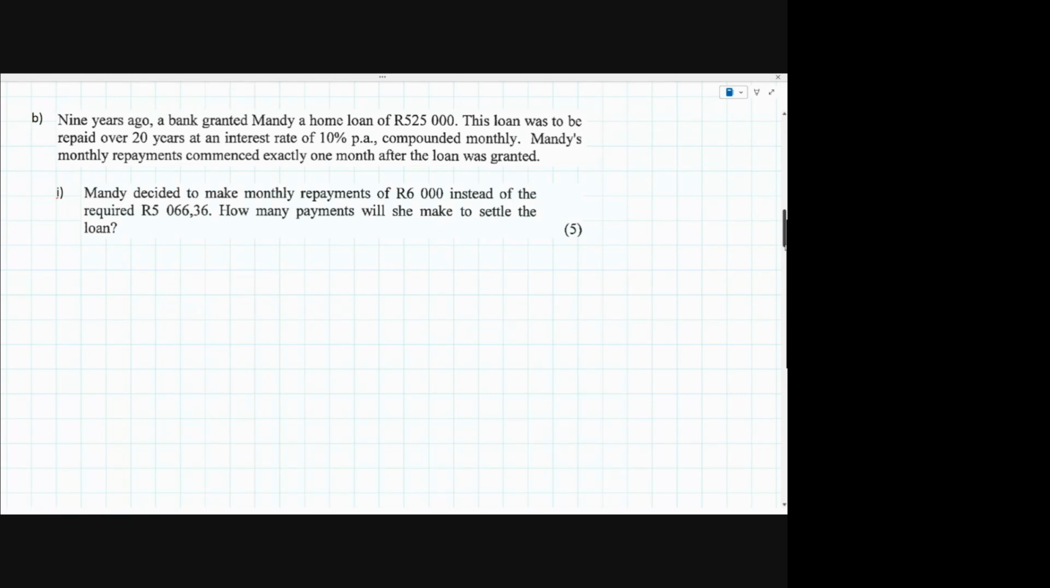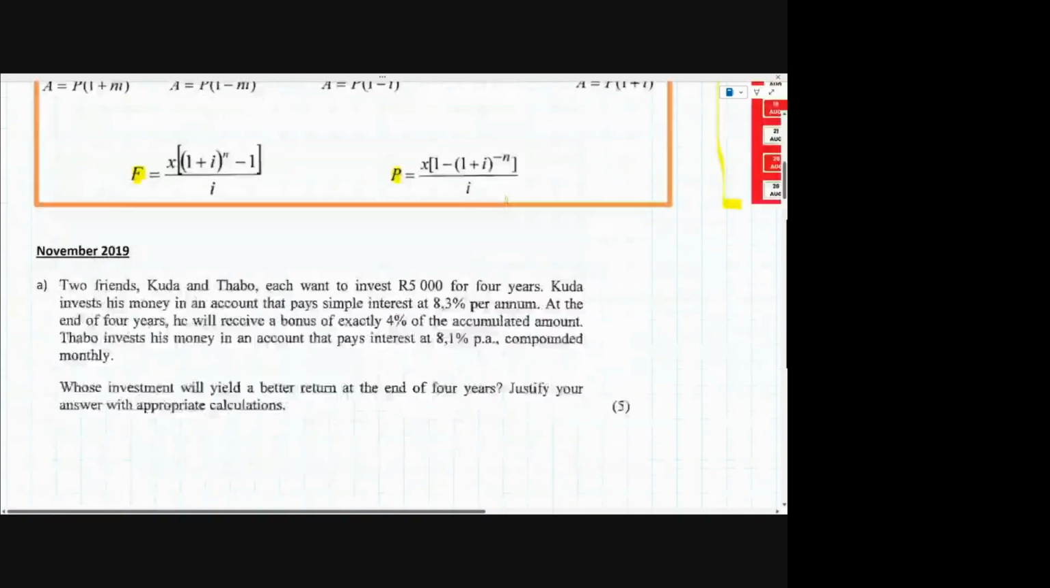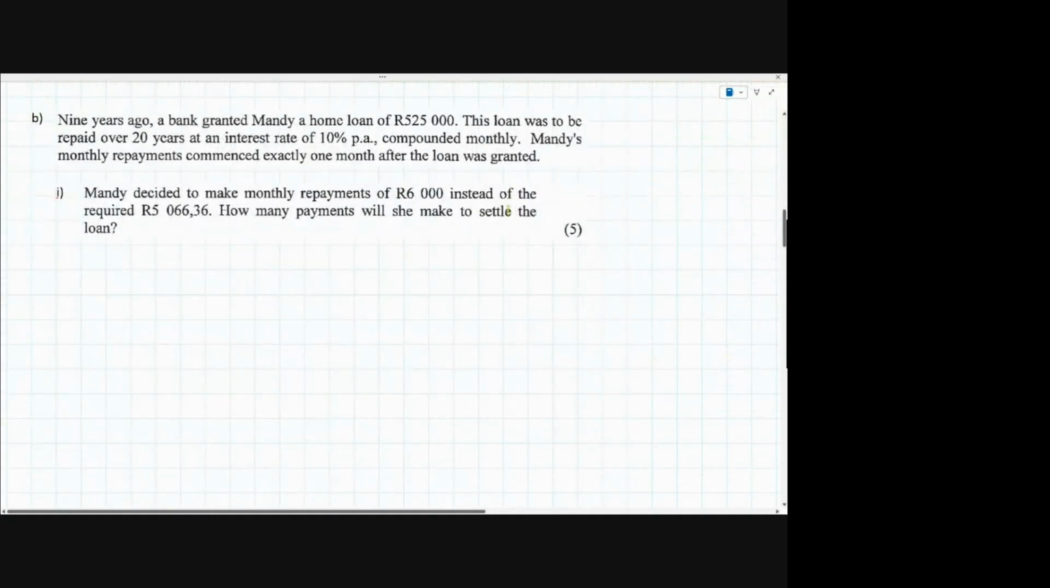All right, so this question says, and this is from 2019 final, 9 years ago, a bank granted Mandy a home loan of 525,000 Rand. This loan was to be repaid over 20 years at an interest rate of 10% per annum, compounded monthly. Mandy's monthly repayments commenced exactly 1 month after the loan was granted.